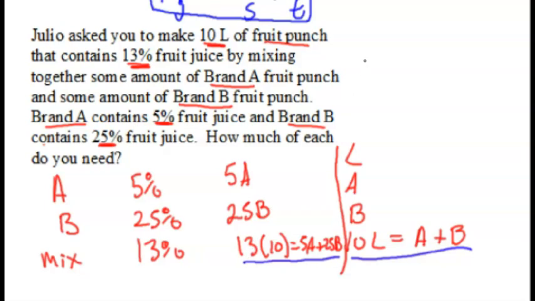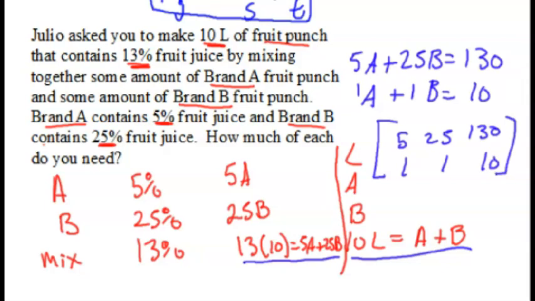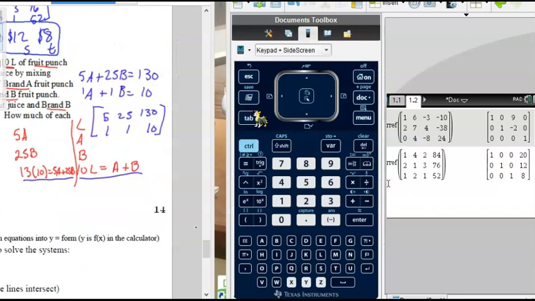If we simplify this out, we get 5A plus 25B equals 130. And then 1A plus 1B equals 10 liters. There's your system. From there, you could put it as a matrix: 5, 25, 130, 1, 1, 10. And then we would find the reduced row echelon form of that to find A and B. So let's go to our TI Inspire and solve this.